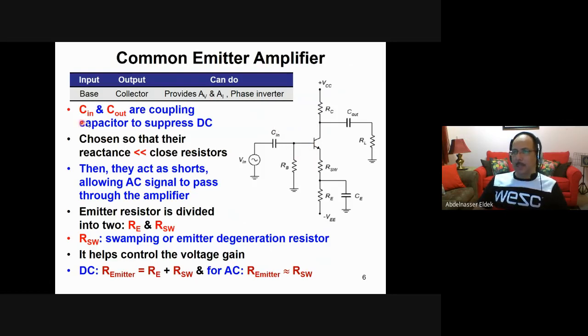So again, C in and C out are used to block the DC. They are chosen so that the reactance is very small with respect to the resistance, for example, C in with respect to Rb. So the reactance here is very small. What's the reactance for a capacitor? It is 1 over j omega C. So this one is very small with respect to this one, and this one is very small with respect to this one. Here we have also CE.